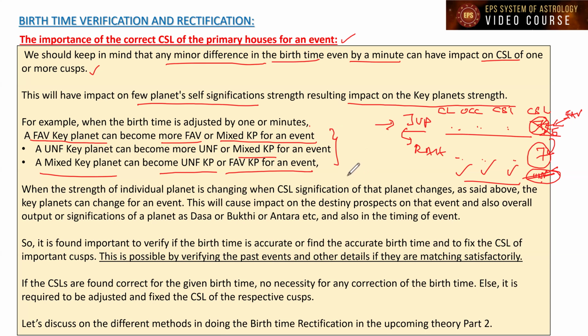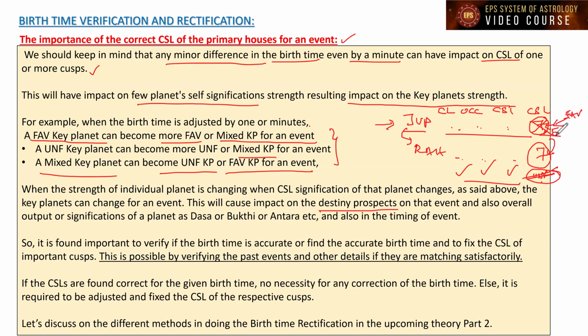When we take which are the favorable key planets, which are the unfavorable key planets, and which are the mixed key planets for the event, adjusting the birth time can have an impact on the CSL of some houses, some cusps. In turn, it will have an impact on the status of the key planet strength. So when the CSL signification of a planet changes, as said above, the key planets can change for an event. Favorable can become unfavorable or mixed, and unfavorable can become favorable or mixed. This will have an impact on the destiny prospect.